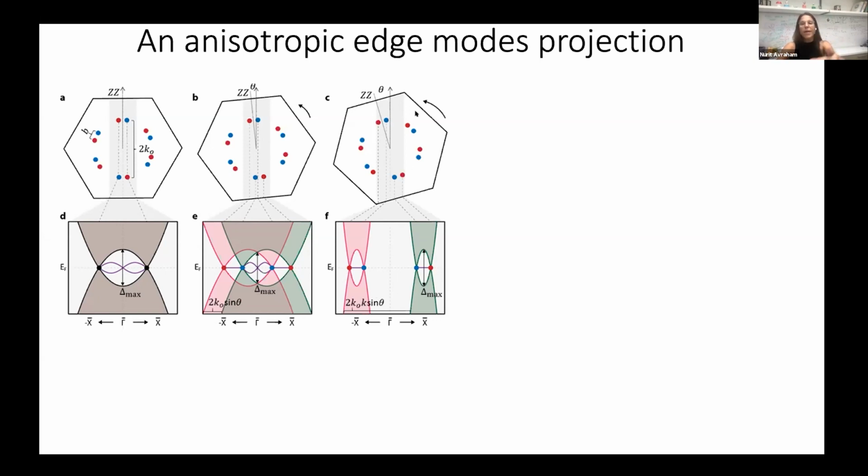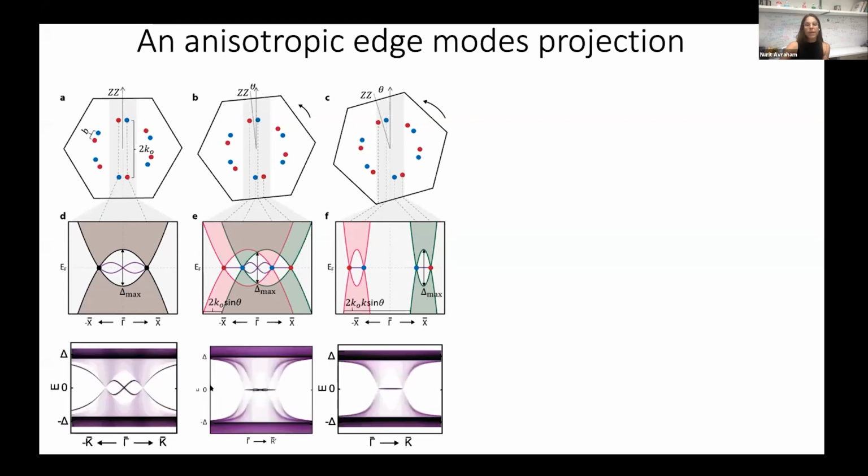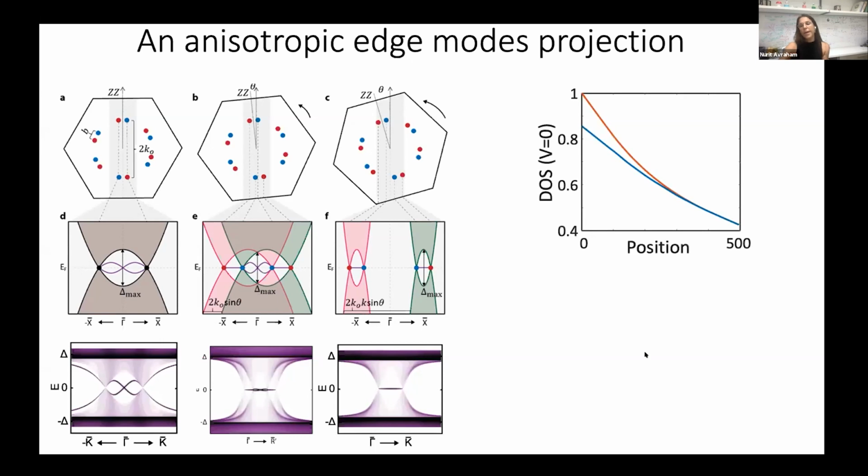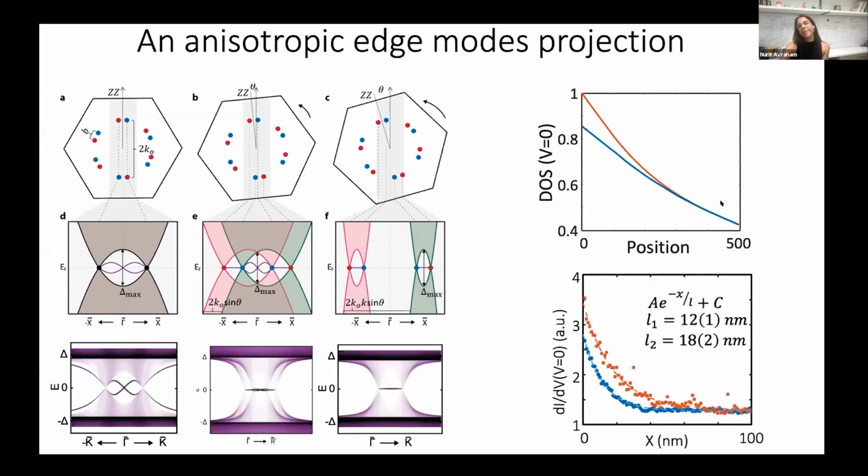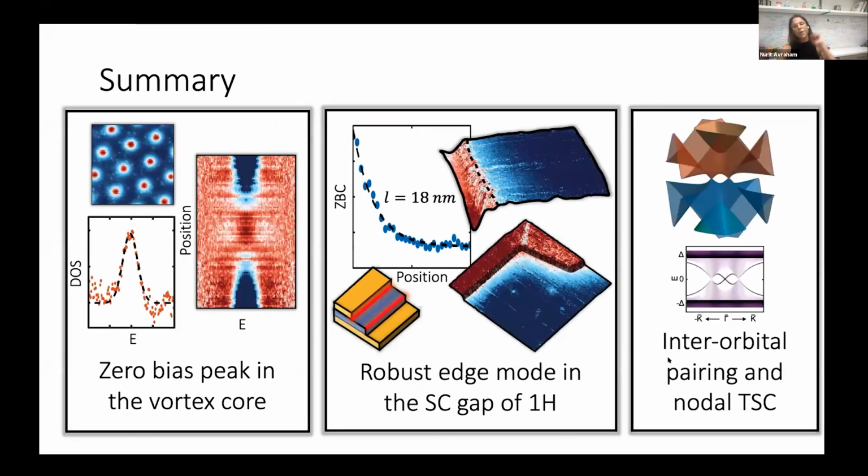one more sentence. In this configuration, we have a different projection, and when we have only a slight overlap, we have a combined configuration of such an edge mode and a dispersing edge mode. This is also the calculation. And this is a calculated localization length that indeed shows this anisotropy, which is consistent with what we have measured. So let me put up this summary and let's go to the questions.